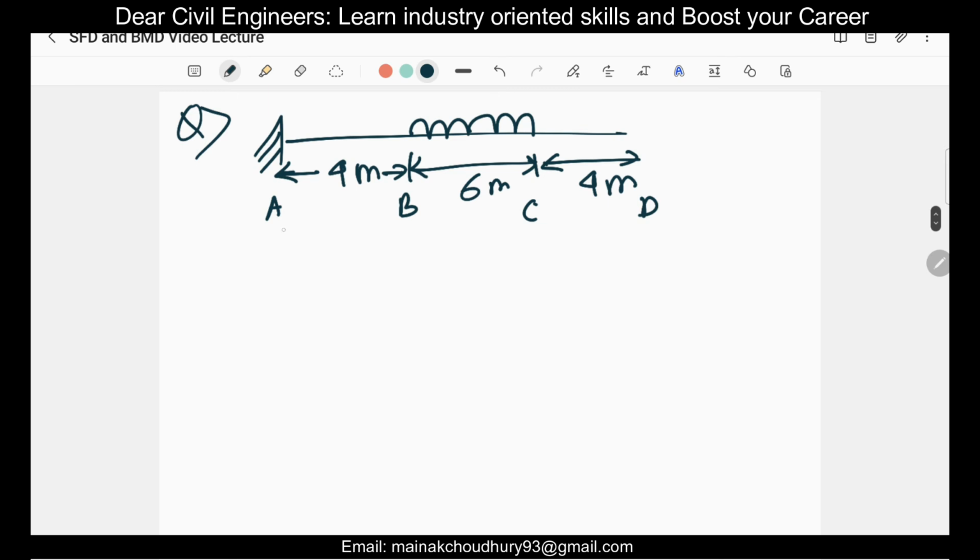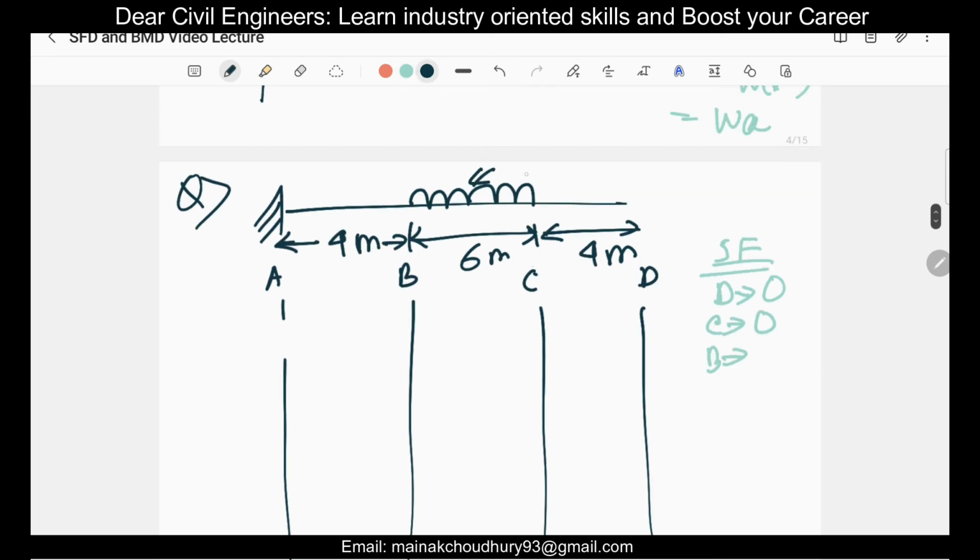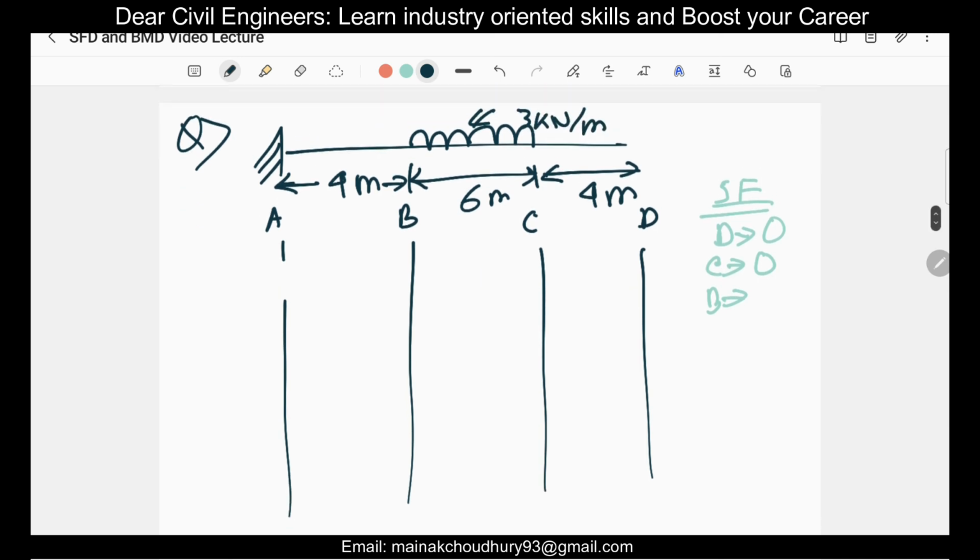Okay, so first of all, let's find out the shear force diagram. For the shear force, you find the shear force at D. We're going from right to left, so shear force at D equals 0, and the shear force at C is also 0. And then it starts increasing. Shear force at B, if you find out, it will be, okay, I forgot to give this particular load here. This is 3 kilonewton per meter, UDL. So shear force at B will be 3 into 6, which equals 18 kilonewton.